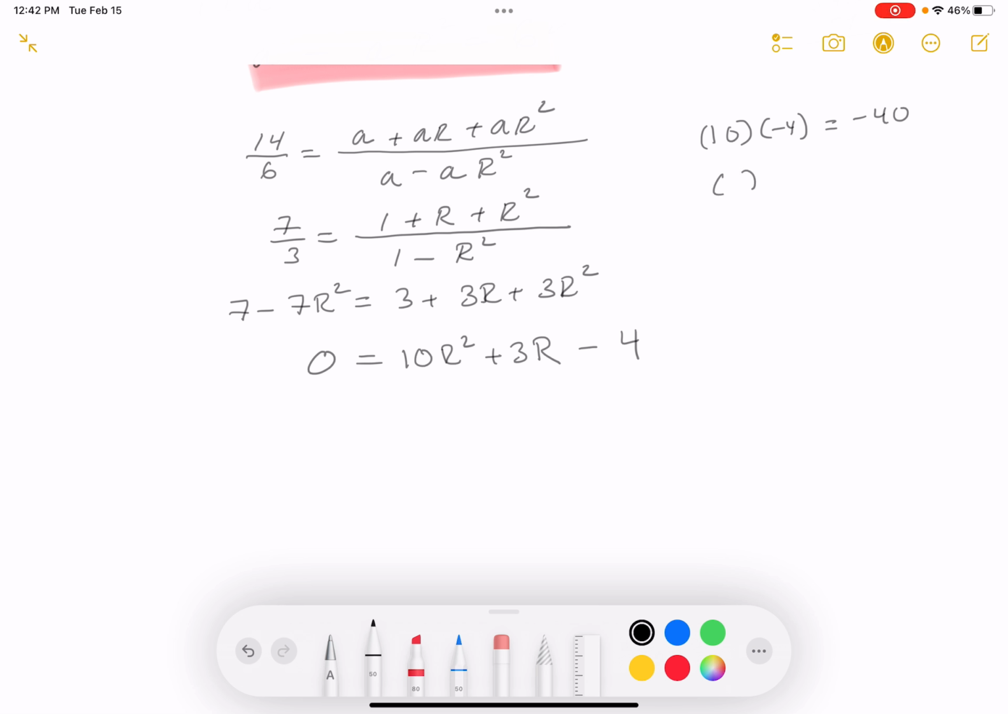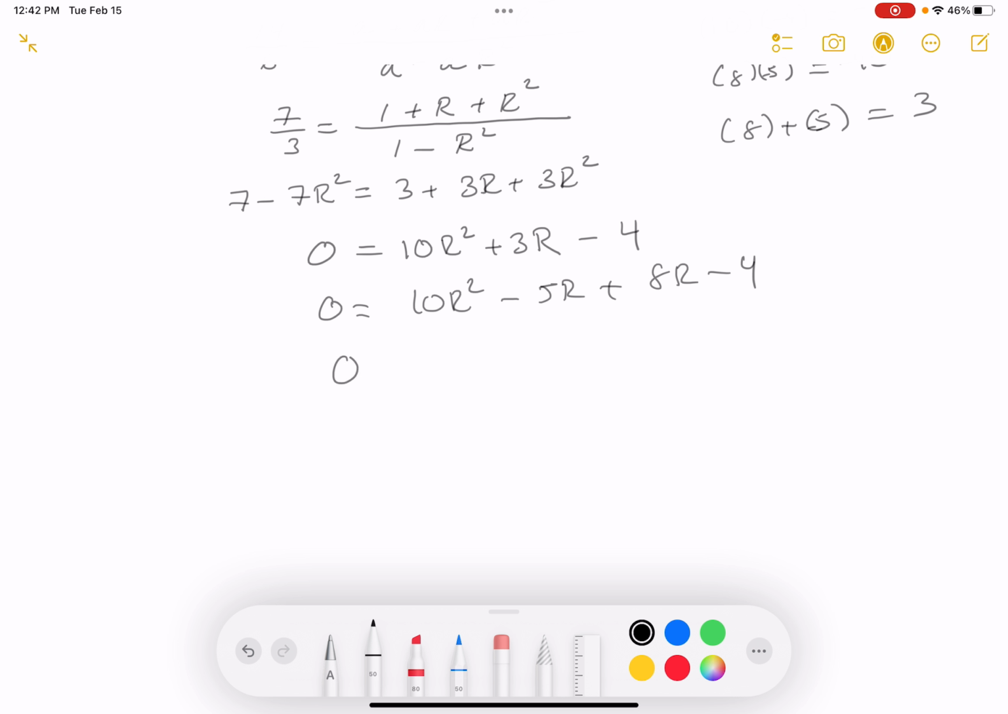I need to find two numbers that multiply to minus 40, but whose sum is going to be 3. Well, 4 and 10 wouldn't work, right? 8 and 5. Look at that. I'll write that down. 8 and 5. And that would be minus 5. So let's write this down. 0, 10R squared minus 5R plus 8R minus 4. Don't despair. It's going to work out nicely.